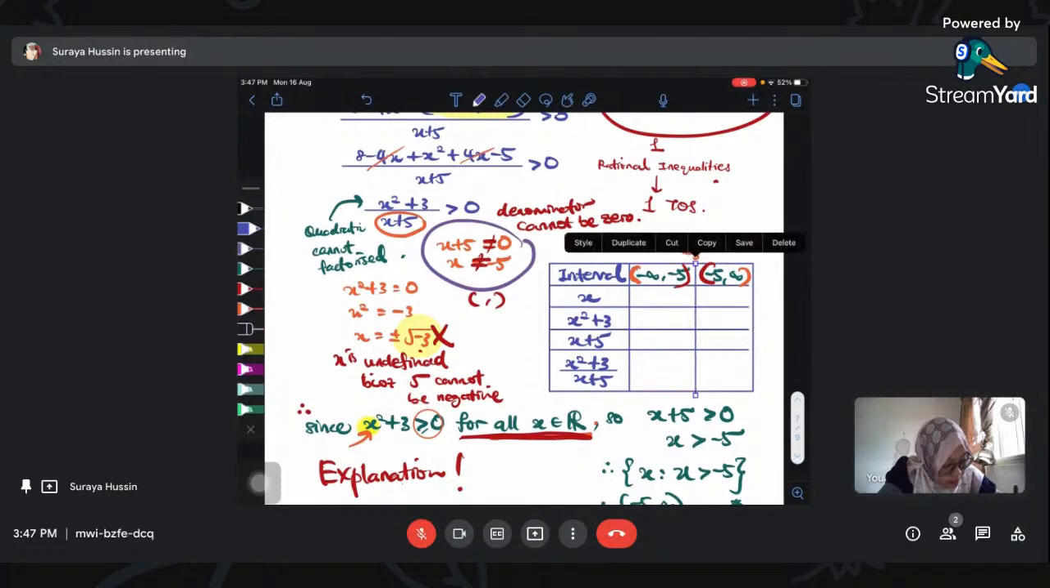Sengit ke? Sabar ya dengan saya. Okay. Simple. Nak katanya TOS ni sangat simple. TOS very simple. Very simple.